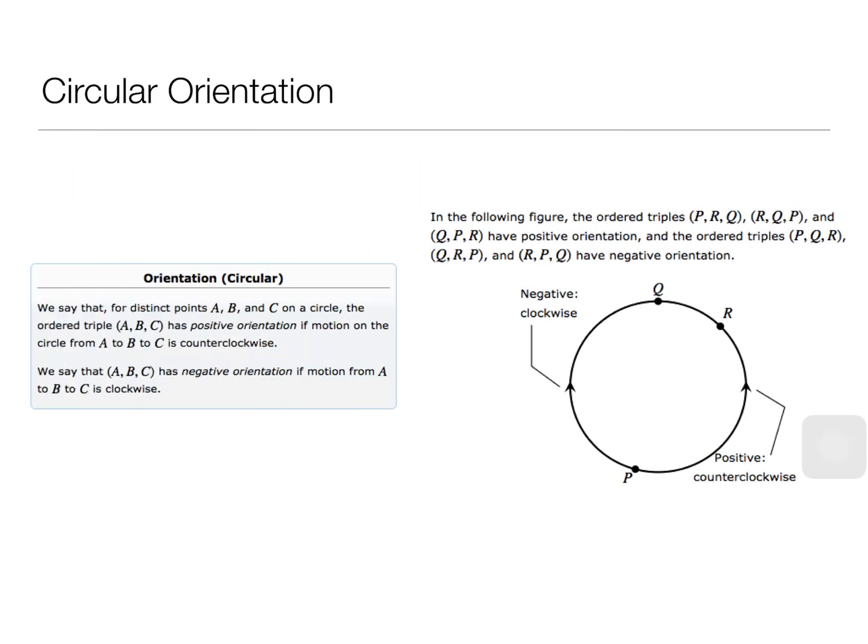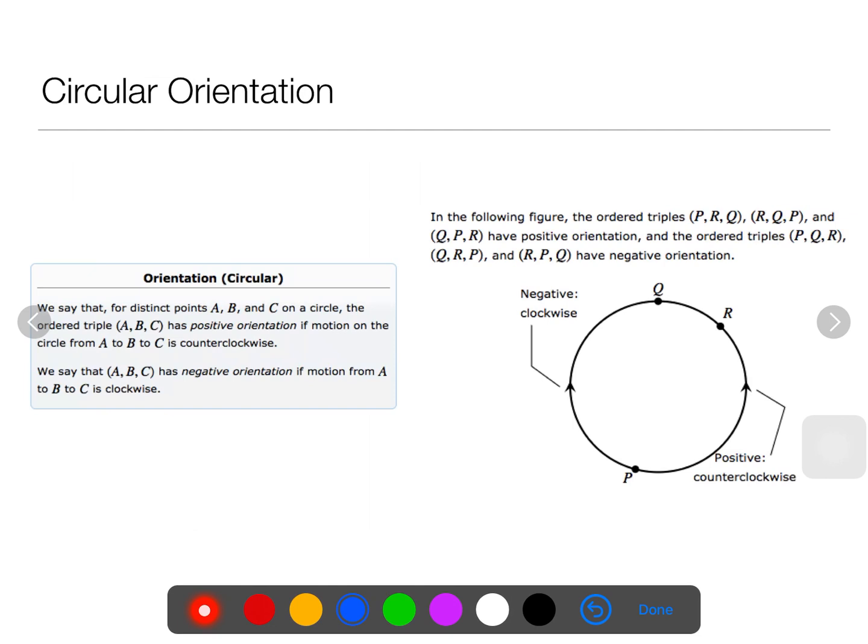So the next thing I'd like to talk about is circular orientation. We say that for distinct points A, B, and C on a circle, the ordered triple ABC has a positive orientation if the motion on the circle from A to B to C is counterclockwise. So counterclockwise goes that way. And if we look at this picture, it says points PRQ, RQP, and QPR have a positive orientation, and ordered triples PQR, QRP, and RPQ have a negative orientation.